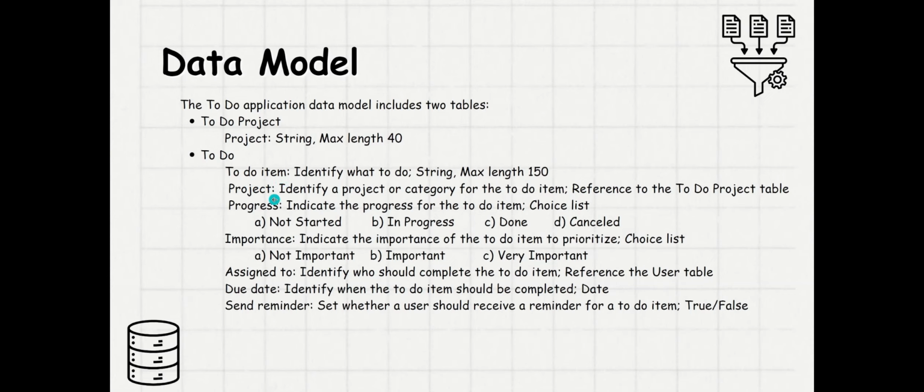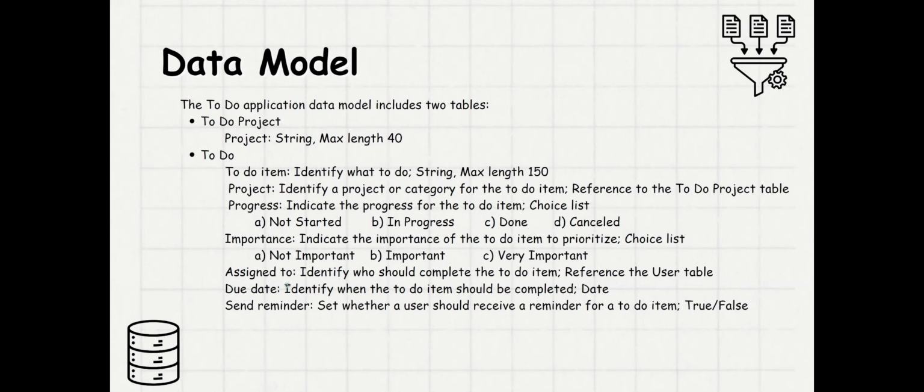And in this project, we can find to which project the to do has been assigned, and progress. By using this progress, we can check the state of the current to do, and it would be a choice list, and we are going to create 4 choices: not started, in progress, done, and cancelled. Next is importance. By using this importance, we can prioritize the task and check how important the task is.